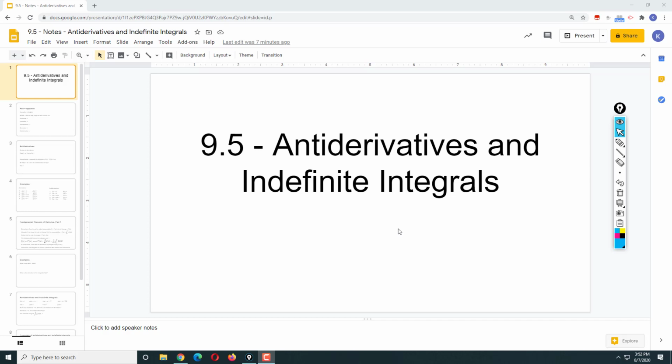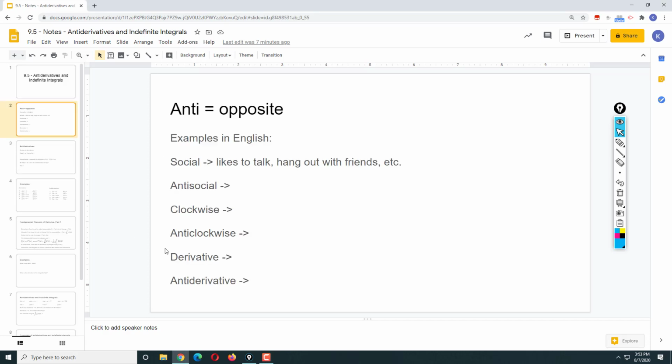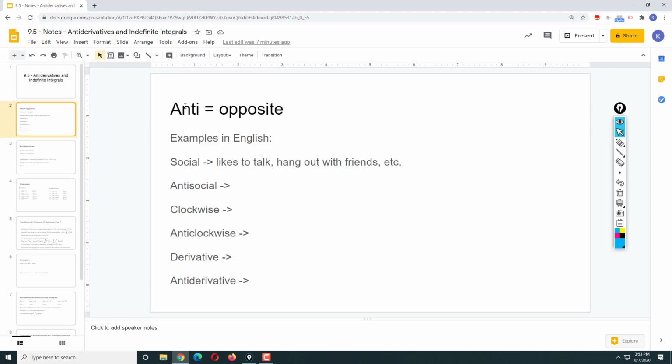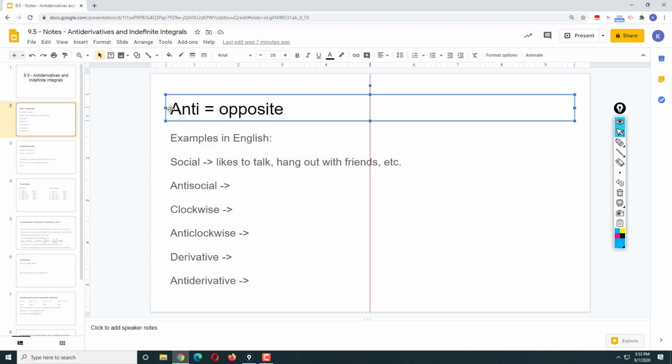9.5 Antiderivatives and indefinite integrals. Well, antiderivatives, what does that mean? The prefix anti, in English, means opposite, against.